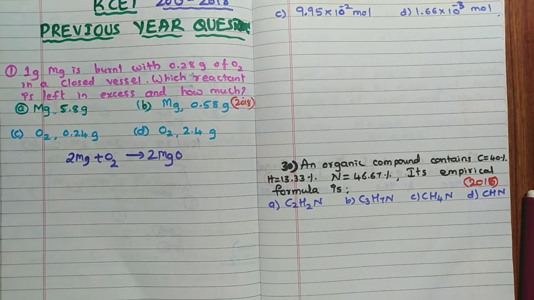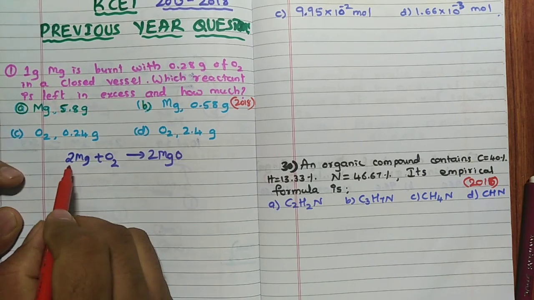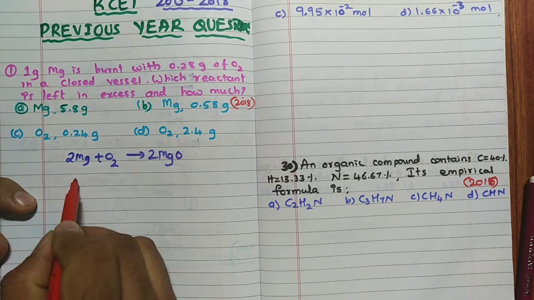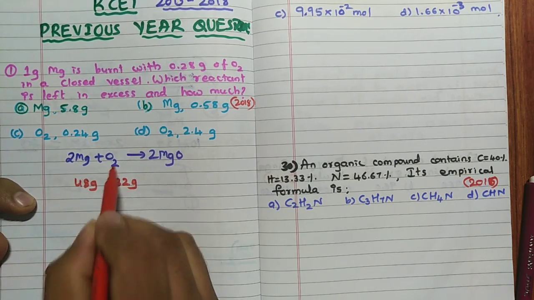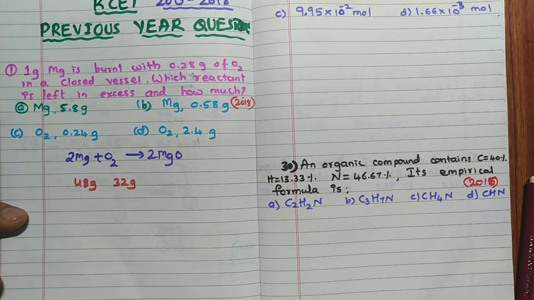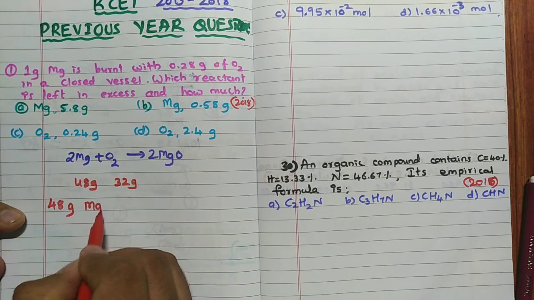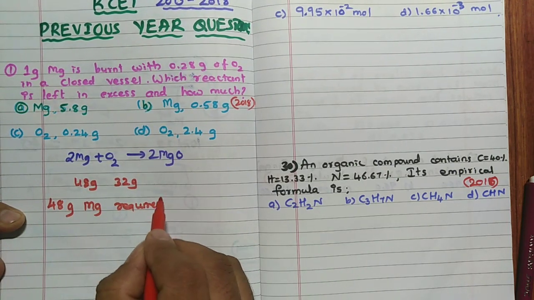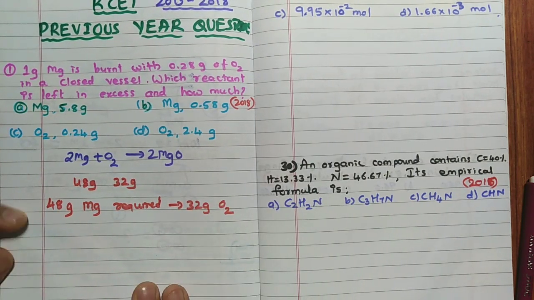Then what we will do in this particular case, we will see the standard. Standard is how much? 24 magnesium weight into 2, that is 48 gram, reacts with 32 gram of oxygen. This is the standard one. Right? So remember, 48 gram of magnesium, according to the standard reaction, requires 32 gram of oxygen.